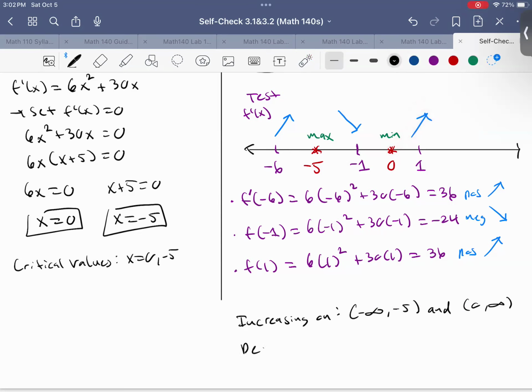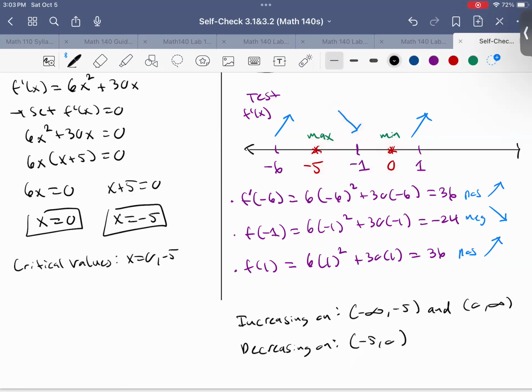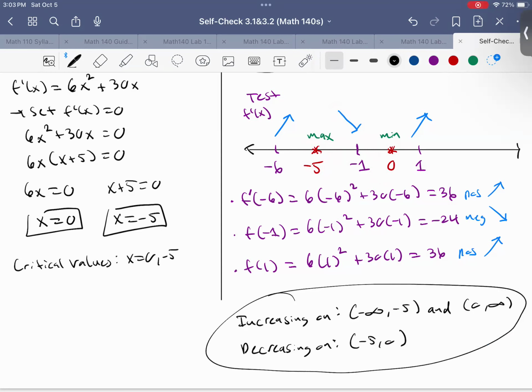All right, so decreasing, where are we decreasing now? We're really only decreasing in one part, from -5 to 0, right? That's just this down arrow right here that we found. So we're just decreasing from -5 to 0. And that is our solution.